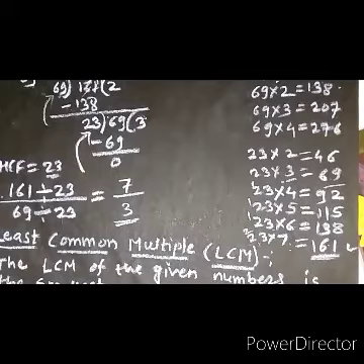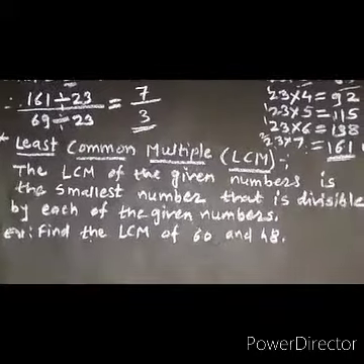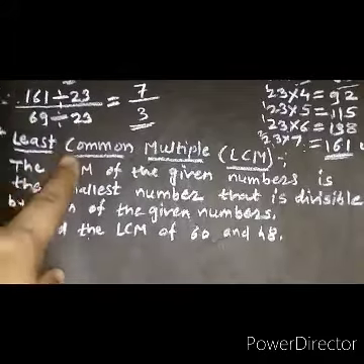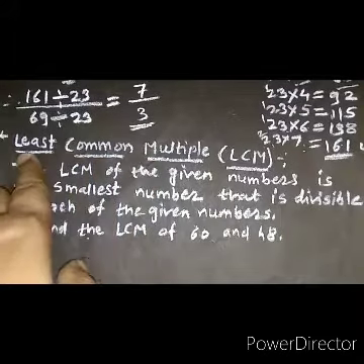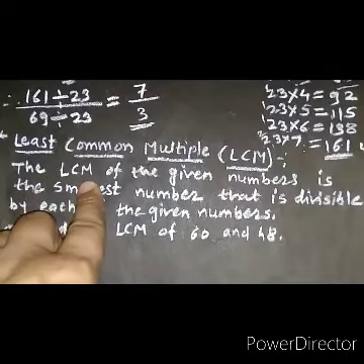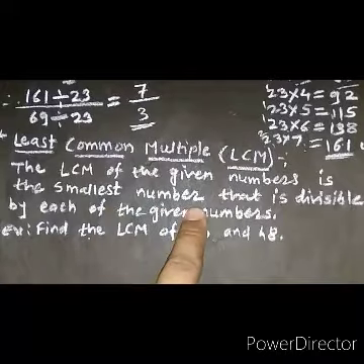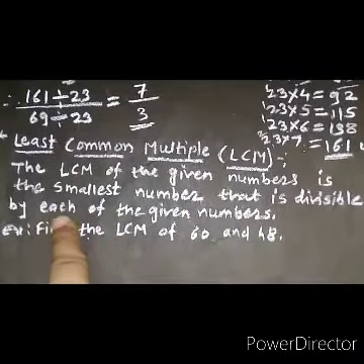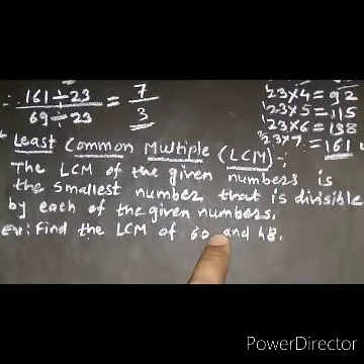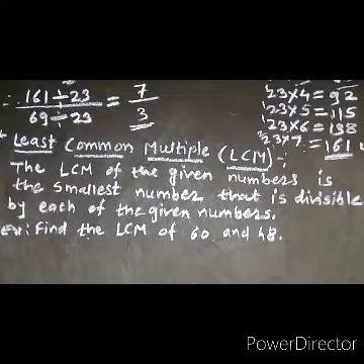Now we move to the next point, LCM, that is least common multiple. LCM means least common multiple. So let us see the definition. The LCM of the given numbers is the smallest number that is divisible by each of the given numbers. So in this we have to take all the numbers, and common divisors we have to write once.